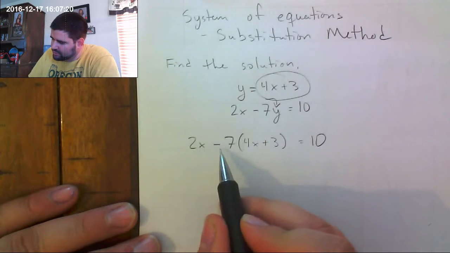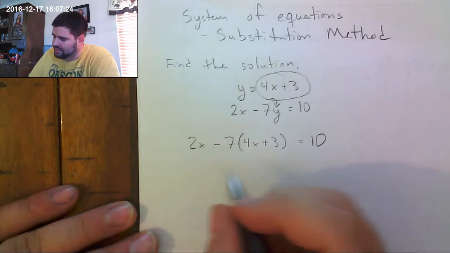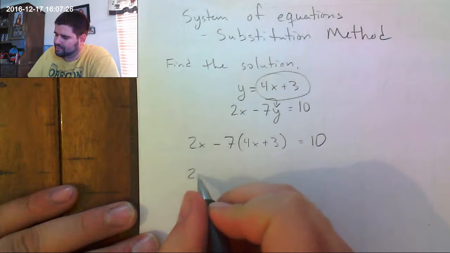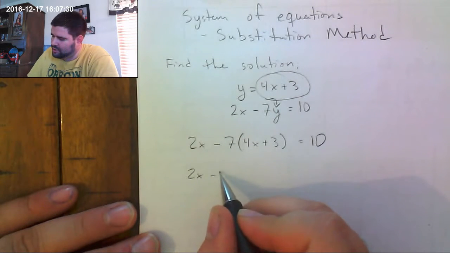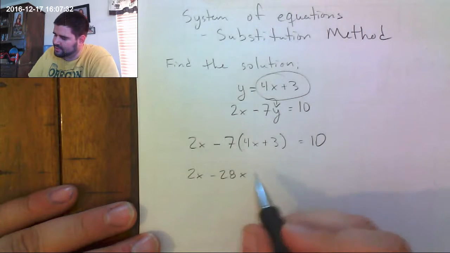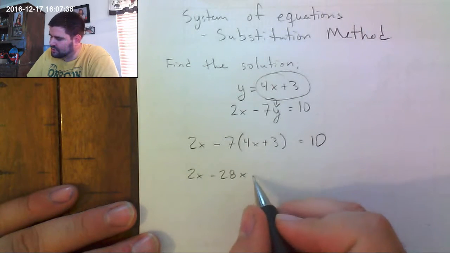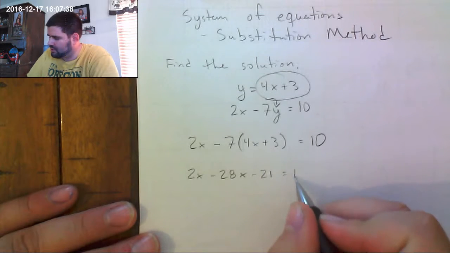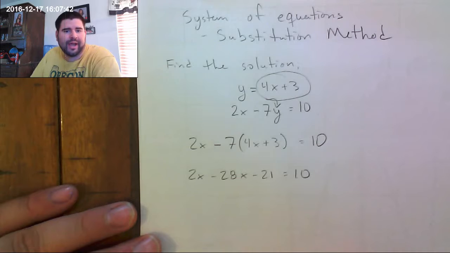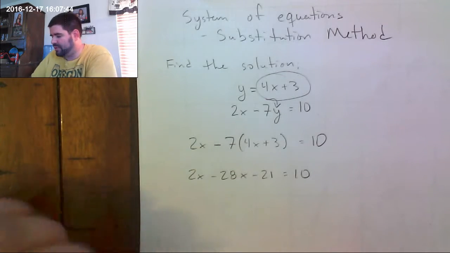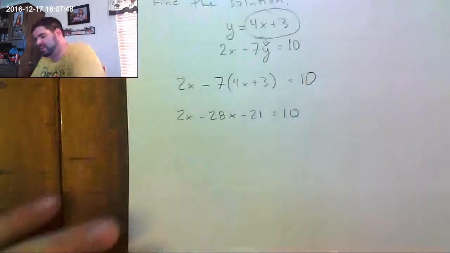So we've got 2x, we've got negative 7 times 4x plus 3. This one might work out pretty nice. So negative 7 times 4 is negative 28x. I can combine like terms here. And negative 7 times 3 is negative 21 equals 10. Now, when I get to this point, I have to combine like terms. So I'm going to bring the x's together and the whole numbers together. What does that look like?